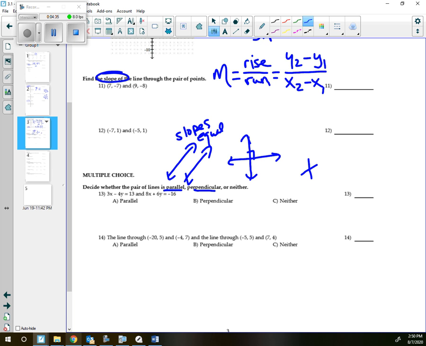Perpendicular. What do you know about perpendicular? Easy for me to say. Slopes. They are opposite reciprocals. So slopes are opposite reciprocals. All right, so opposite reciprocal.